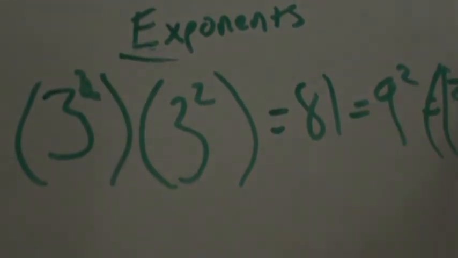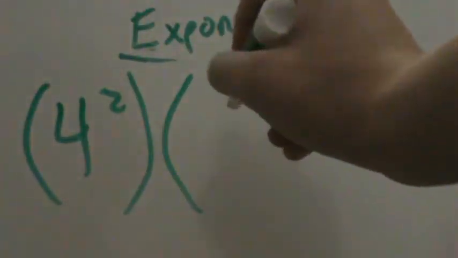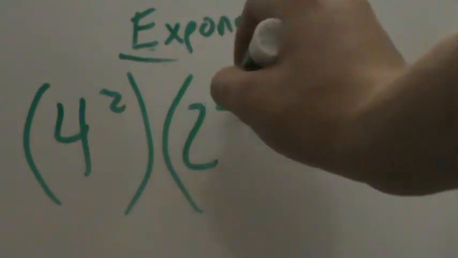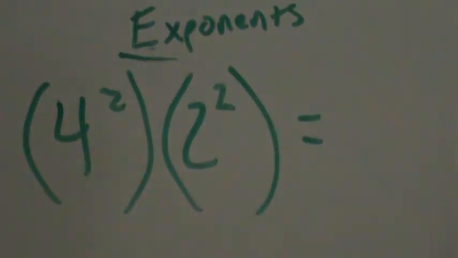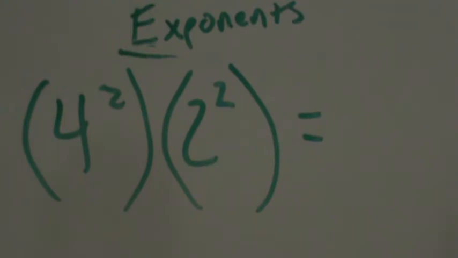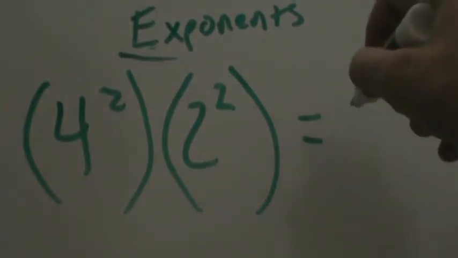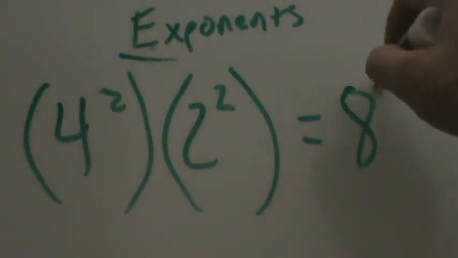Now let me show you a situation if I don't butcher this like I just butchered that for you. I'll show you the situation of, let's say they have different bases. So if you had 4 to the second times 2 to the second, well, what does this have to be equal to? Well, we have the same exponents, so we know that we can just multiply the bases together. So this is going to have to be equal to 8 squared.